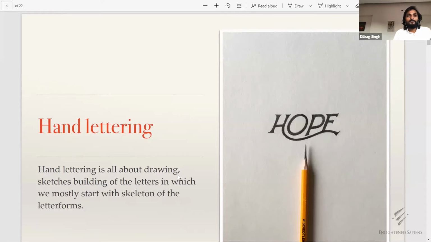And then we go to hand lettering. Hand lettering is basically the drawing of letters. In hand lettering, we don't use any particular kind of tools. You can draw letters with anything, with a pencil, a pen, an ink pen, whatever you have. So that's how hand lettering is.